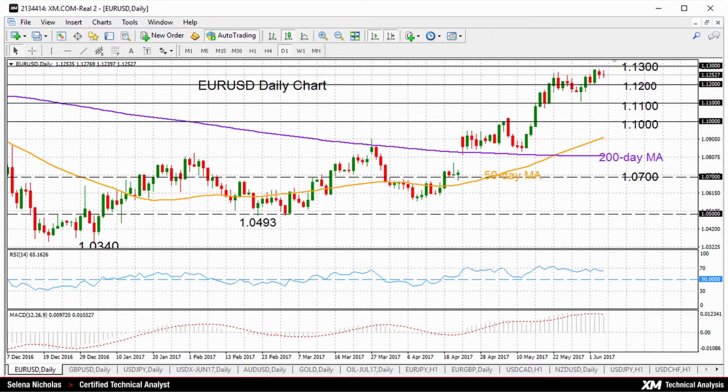Today's Tuesday, June 6th. We'll look at some major pairs on the daily chart. We'll start with EURUSD. It's looking neutral here in the short term, but it's neutral to bullish because the medium term structure is bullish, as we can see, higher highs, higher lows. And there was a bullish crossover of the 50-day moving average with the 200-day moving average.